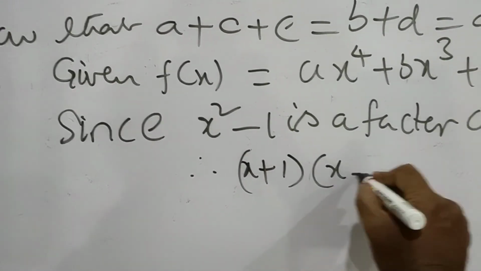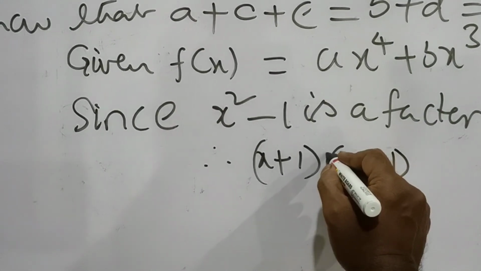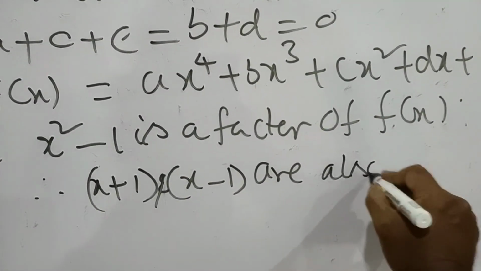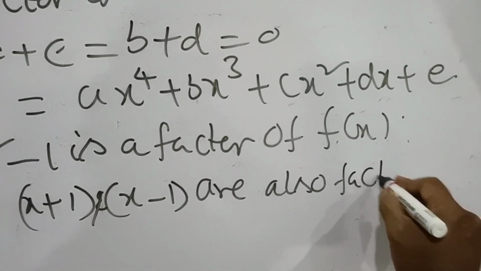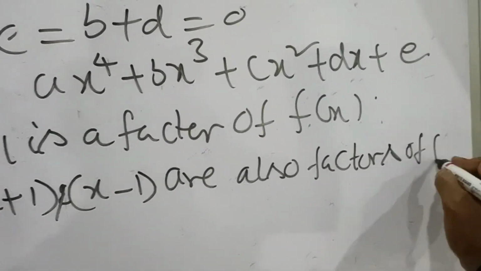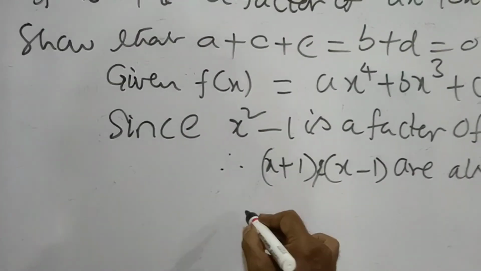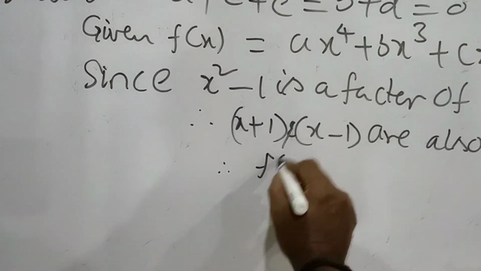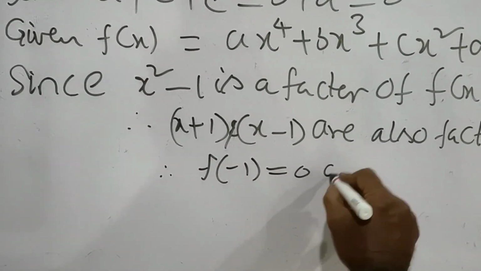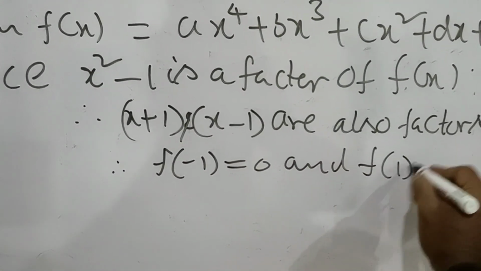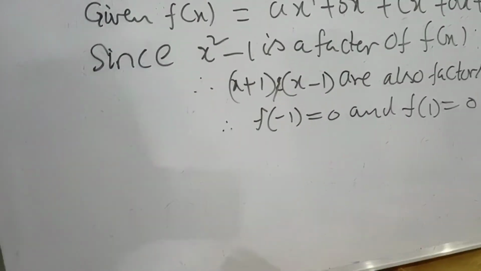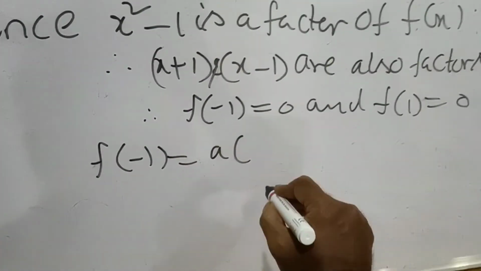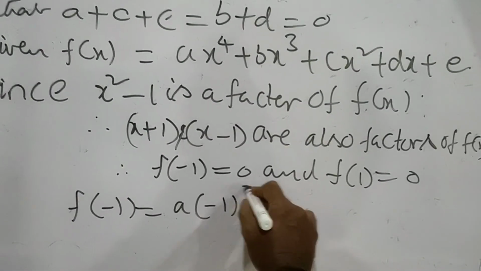their product can be written as x plus 1 into x minus 1, using a square minus b square equals a plus b into a minus b. Therefore x plus 1 and x minus 1 are also factors of f of x. Therefore, since it is divided by x plus 1 with 0 remainder, the remainder is f of minus 1. F of minus 1 should be equal to 0. Similarly, f of 1 should also be equal to 0.